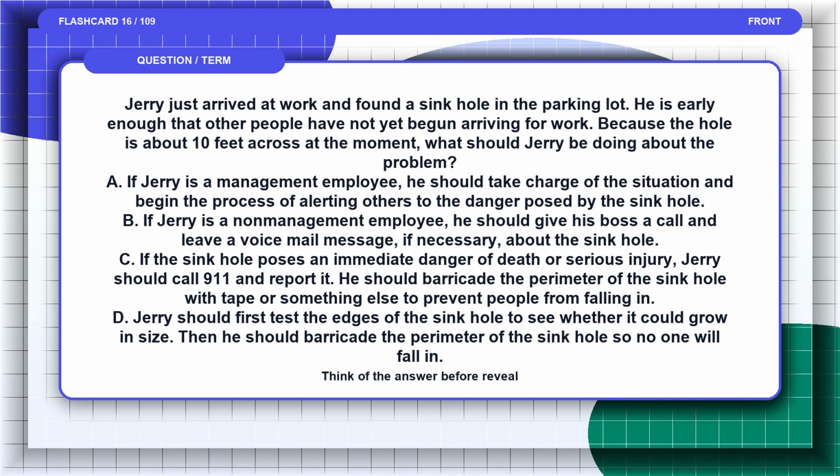If the sinkhole poses an immediate danger of death or serious injury, Jerry should call 911 and report it. He should barricade the perimeter of the sinkhole with tape or something else to prevent people from falling in. Jerry should first test the edges of the sinkhole to see whether it could grow in size. Then he should barricade the perimeter of the sinkhole so no one will fall in.